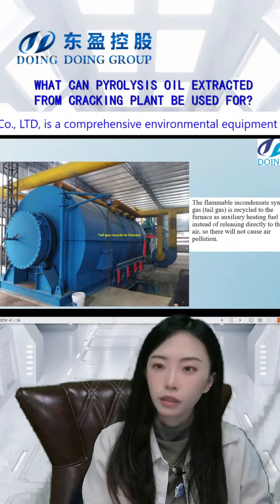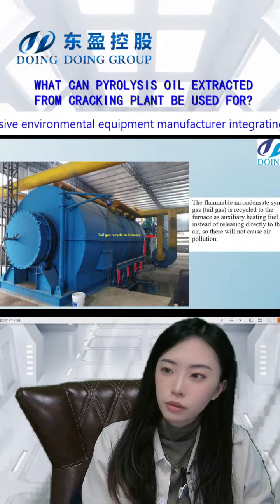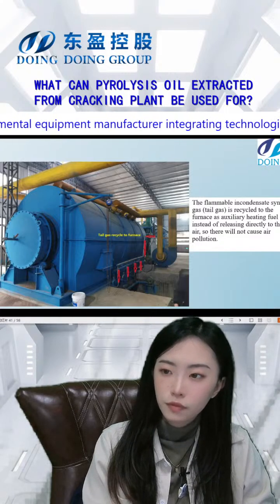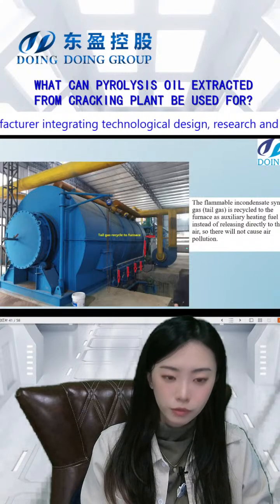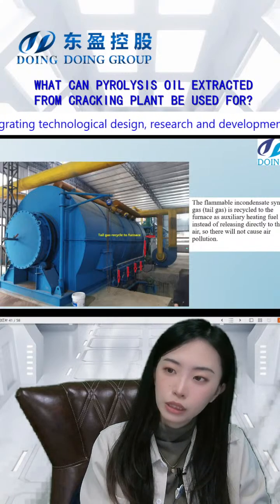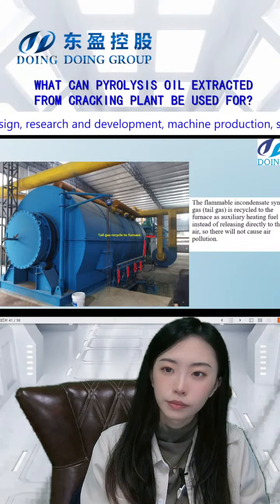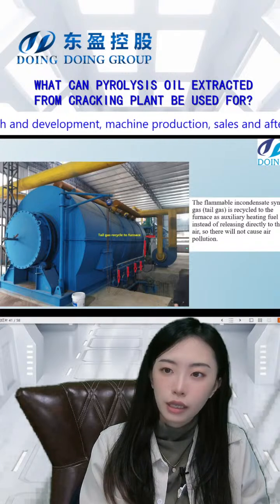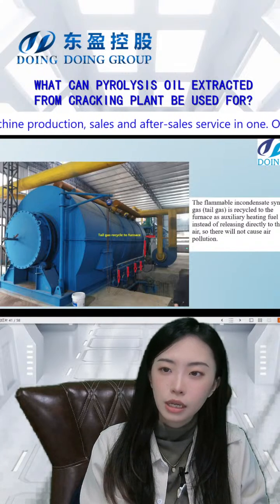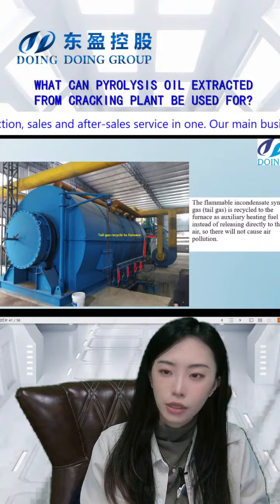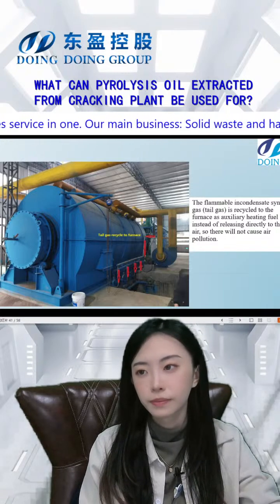And then here is also the tail gas recycling furnace. The tail gas will come to the odor removal system, then by using this tail gas burner we burn it to add heating fuel. As it shows, this tail gas is recycled to the furnace as heating fuel instead of being released directly to the air, so there is no pollution.